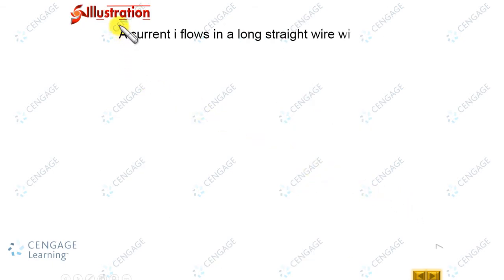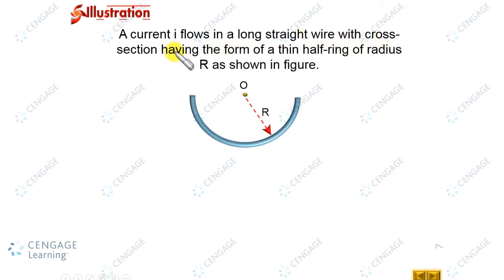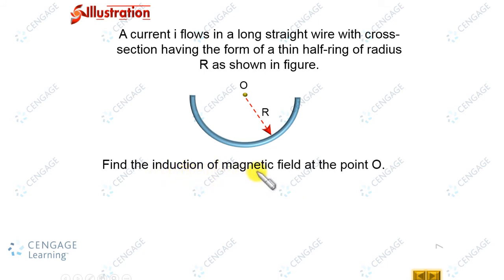In this illustration, it is given that a current I flows in a long straight wire with a cross section in the form of a thin half ring of radius capital R, as shown in the figure. You can observe here, this is the cross sectional area of a long wire. The cross section is of the shape of a semicircle of radius capital R. And here we need to find the induction of the magnetic field at O. O is a point lying on the axis of this semicircle. The axis of this semicircle passes through O and is perpendicular to the screen, and we need to find the magnetic field at this point.